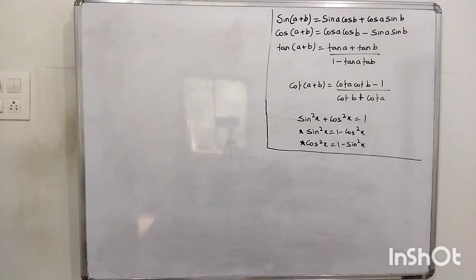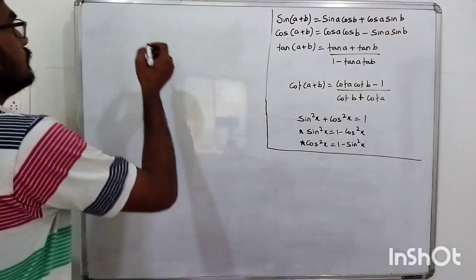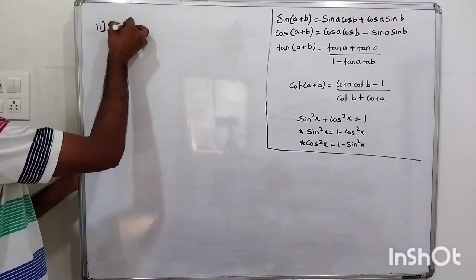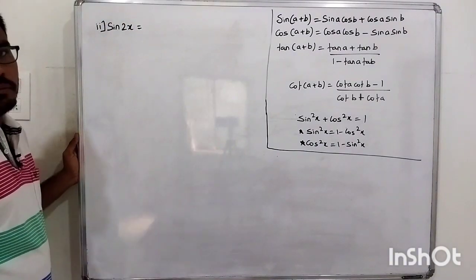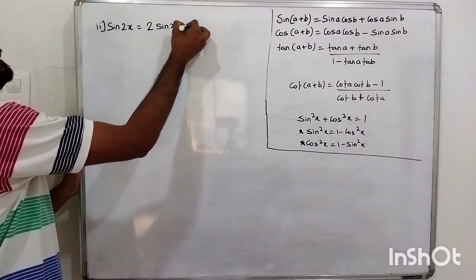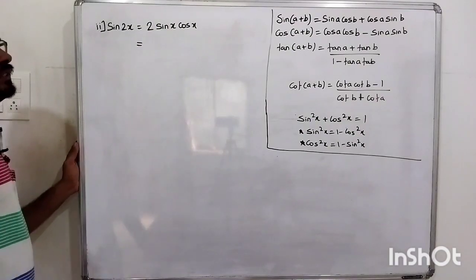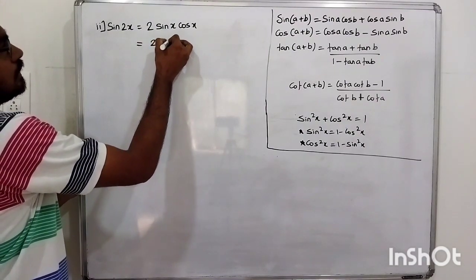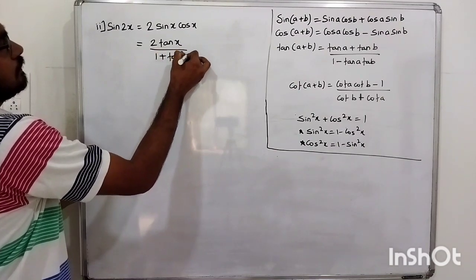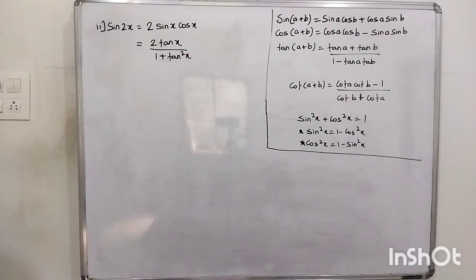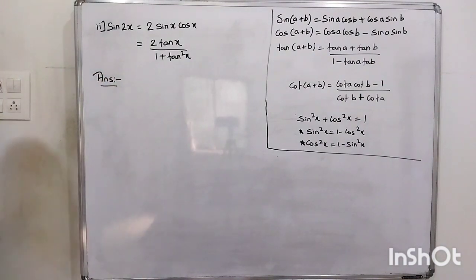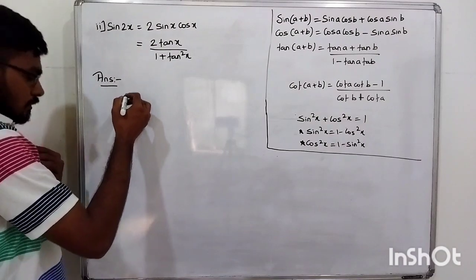Next we'll prove the second, sin 2x. We'll prove that sin 2x is equal to, first, 2 sin x cos x, and second formula for this is 2 tan x upon 1 plus tan square x. So only 2 formulas we have for sin 2x. So we'll prove this first, the same way as we proved for cos 2x.